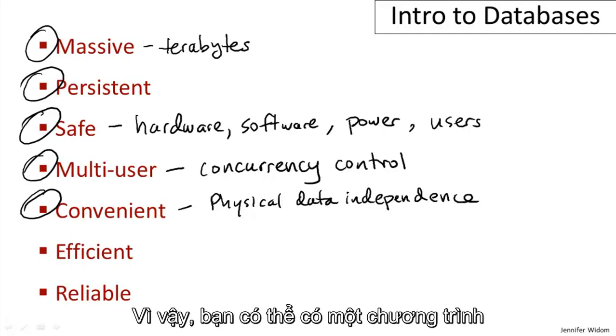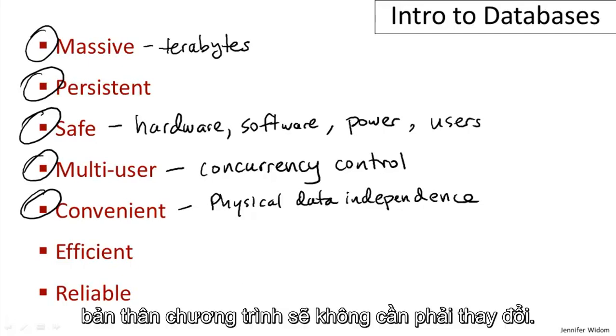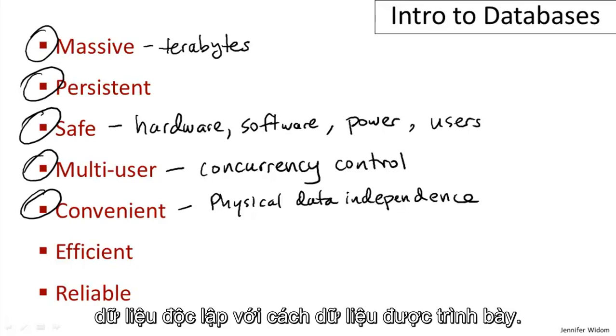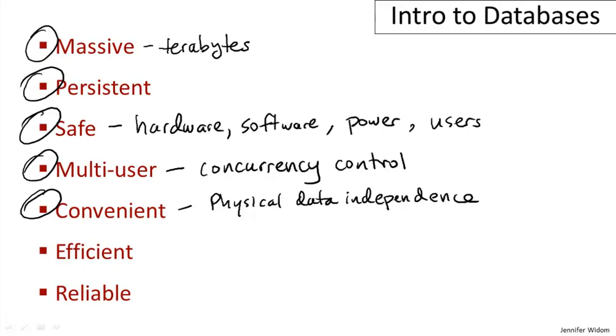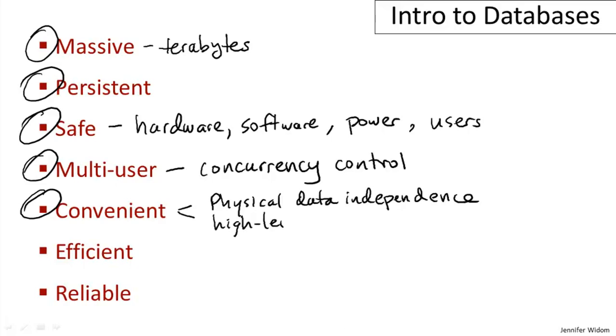So you could have a program that operates on a database, and underneath there could be a complete change in the way the data is stored, yet the program itself would not have to be changed. So the operations on the data are independent from the way the data is laid out. And somewhat related to that is the notion of high-level query languages.